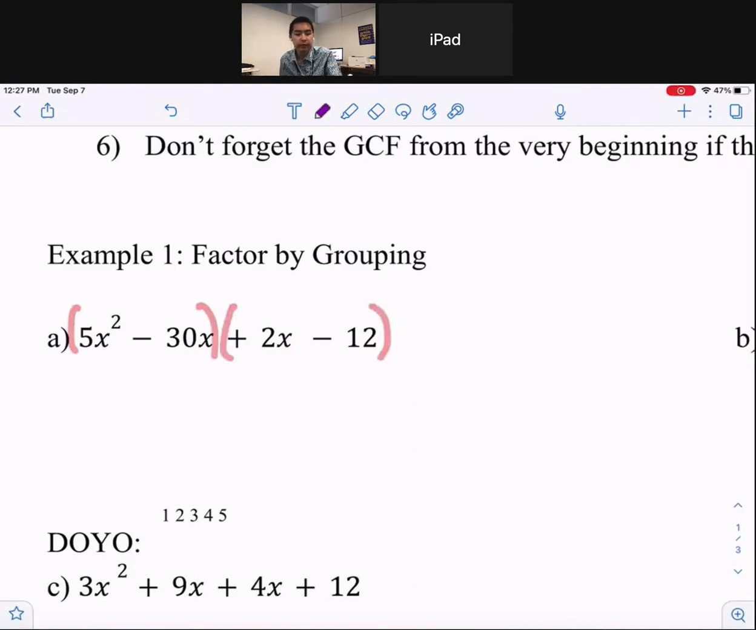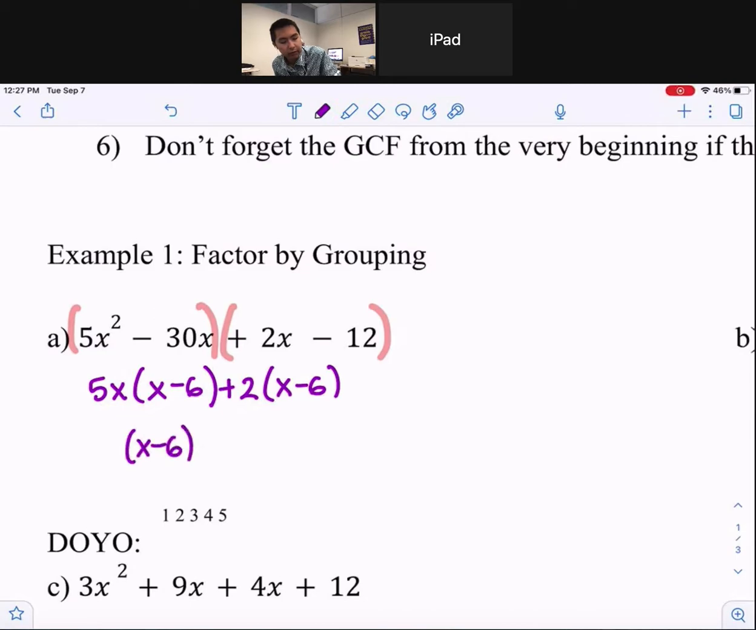From the first grouping, you can factor out a 5x to get x minus 6, and from the second grouping, you can factor out a 2. And notice these are the same, which means you can factor out x minus 6 from both, and what's left over is 5x plus 2.